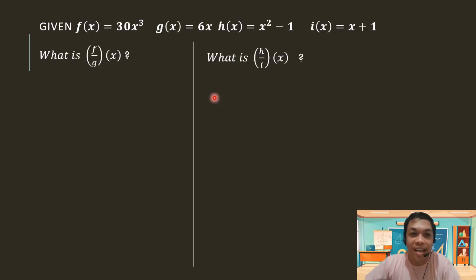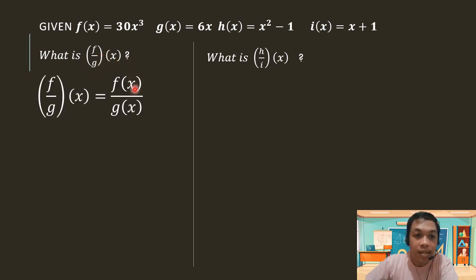Okay, now proceed naman tayo sa division of functions. So our given functions are the following. F of x is equal to 30x cubed, g of x is equal to 6x, h of x is equal to x squared minus 1, and i of x is equal to x plus 1. So let's have first f over g of x. So that is also f of x divided by g of x. So our f of x, that is 30x cubed, and then g of x, that is 6x.